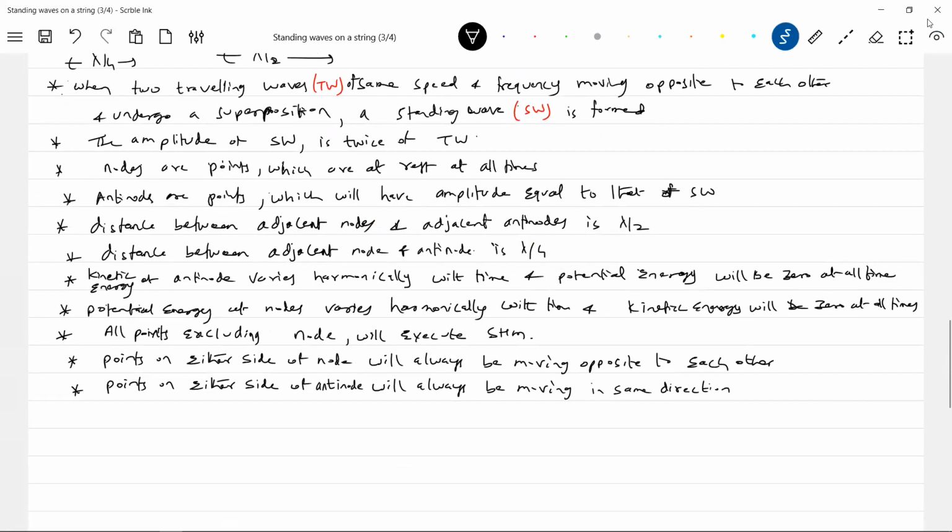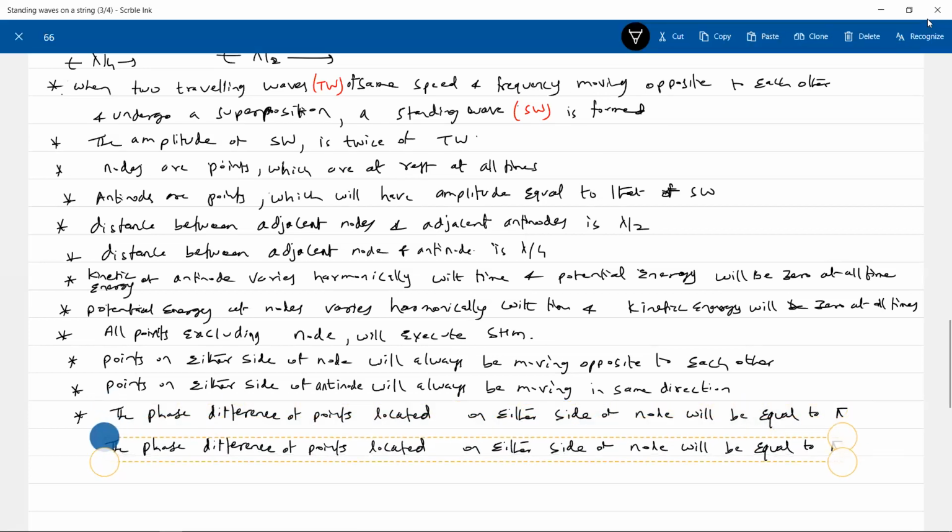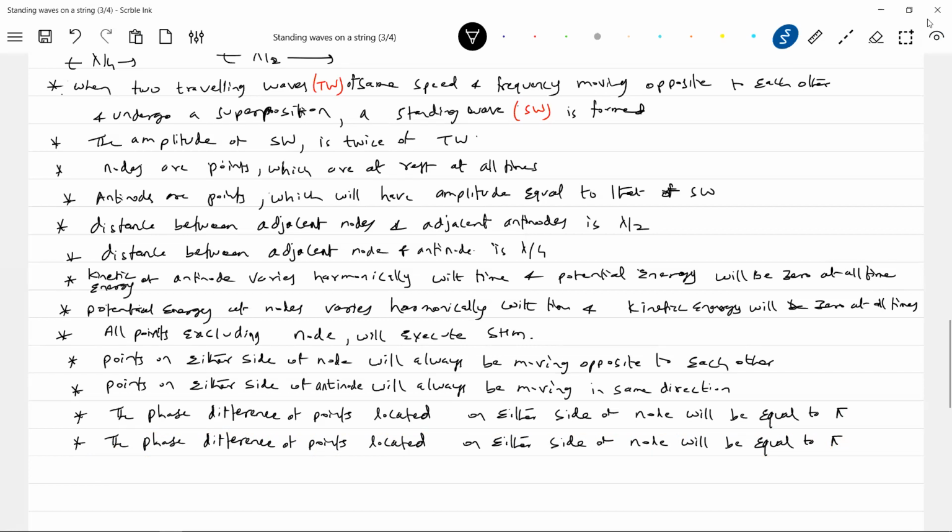That is what I am going to stress here. The phase difference of points located on either side of a node will be equal to pi. Similarly, the phase difference of points located on either side of an antinode will be 0. So we have only two phases. Either the phase difference between particles will be 0 or pi. We don't get any intermediate value. This is very important.